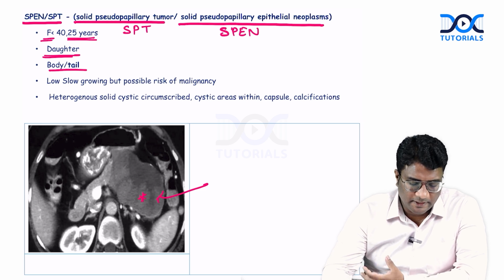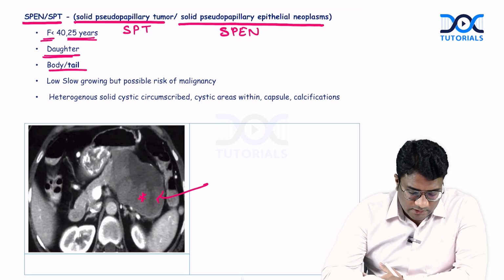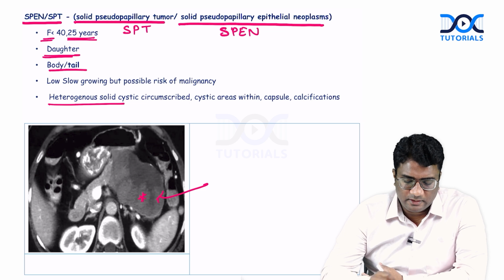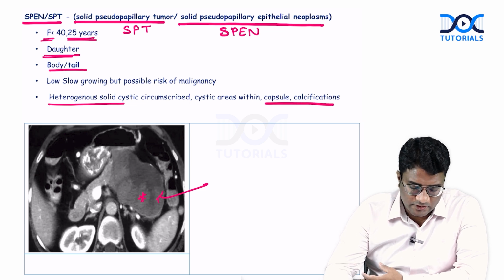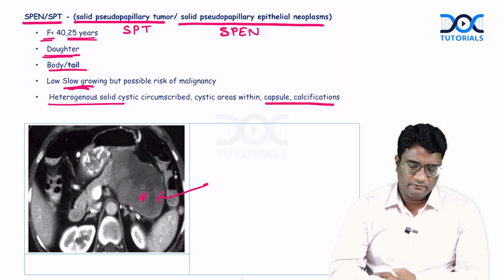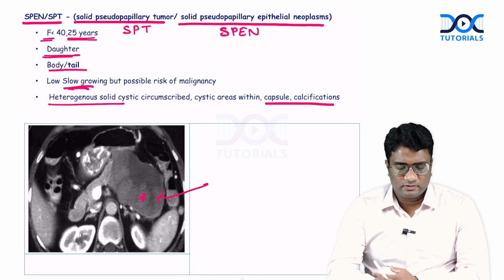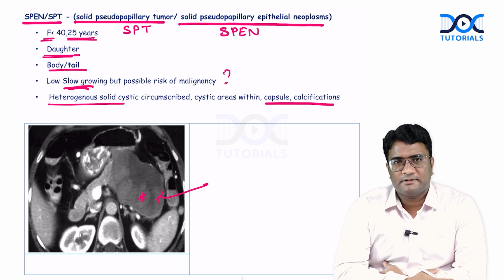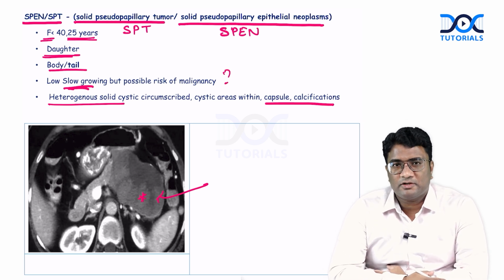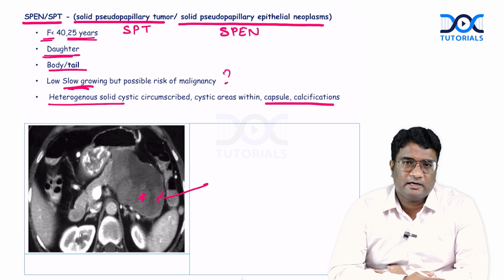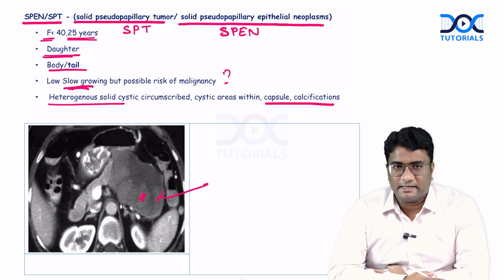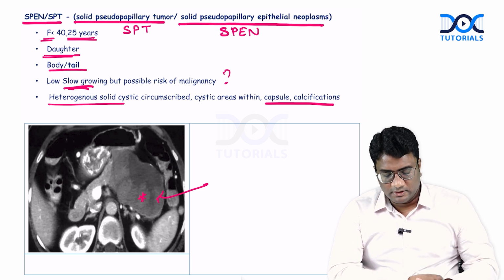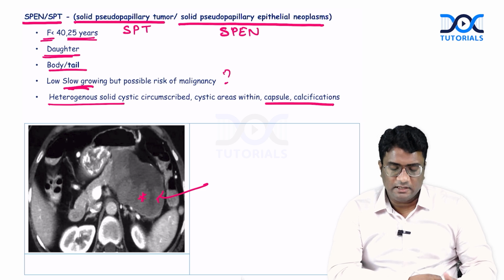This is how we have SPEN, and it is heterogeneous with solid cystic areas, right, with some capsule around and calcifications, slow growing, with a suspicious risk of malignancy. This is SPEN. Risk of malignancy is highest in which type? The intraductal papillary mucinous neoplasm. Which one, side branch or main duct type? The main duct type has more malignant potential. IPMN, main duct type, has more malignant potential. So, that is how we have different cystic lesions of the pancreas.